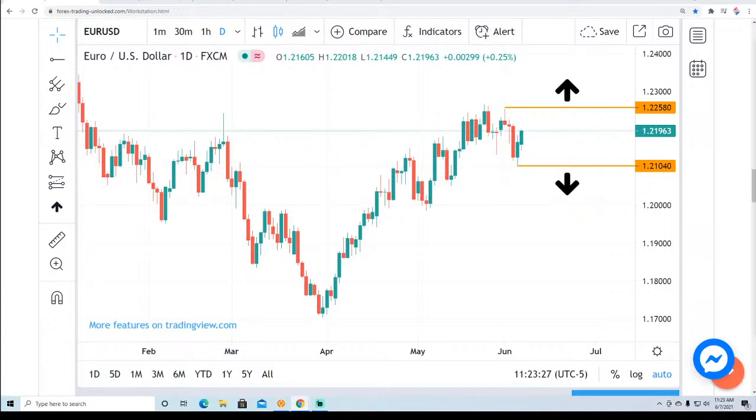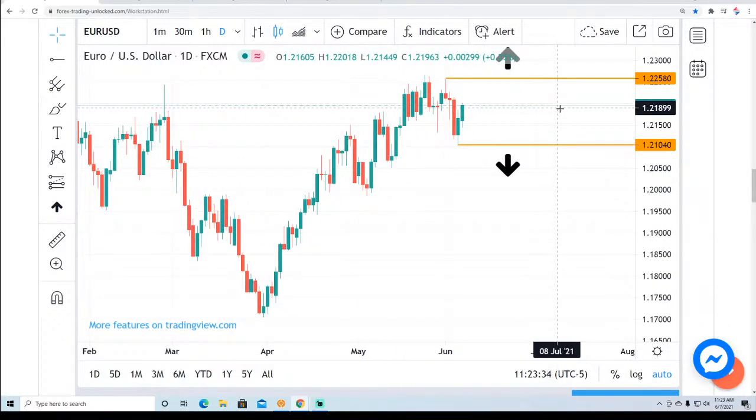Checking the chat room here to see who's already tuned in. Okay, so as far as an upside target, we're not looking for any major explosive rally, but above $1.2258, we are targeting $1.2375 up to $1.24 even.